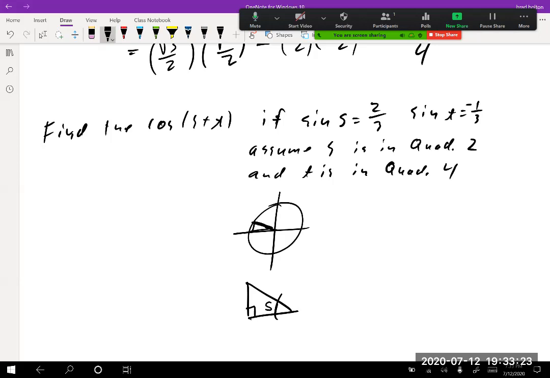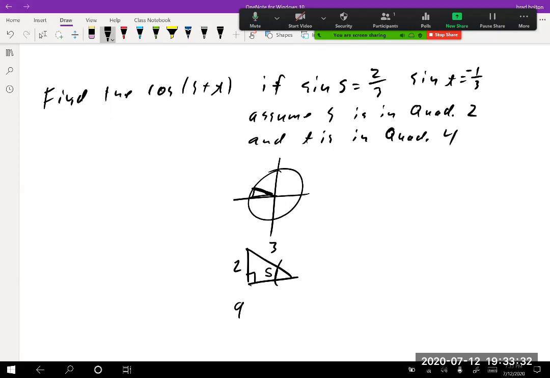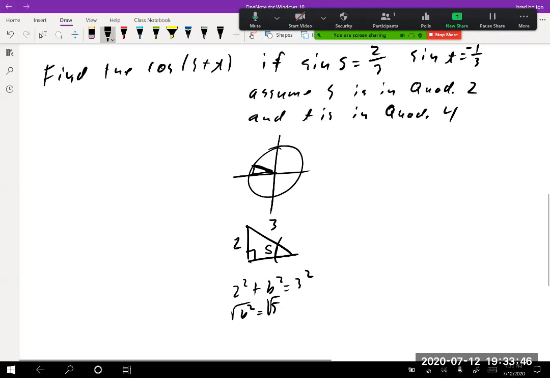we have to then say that sine is opposite over hypotenuse. So the hypotenuse is 3 and the opposite is 2. So then we have to do 9 minus, I'm sorry, I'll write it out. 2 squared plus b squared equals 3 squared. So b squared is equal to 9 minus 4, which is 5. We square root both sides. So we have b is equal to the square root of 5. And I believe we should put a negative there just to remind ourselves of that.